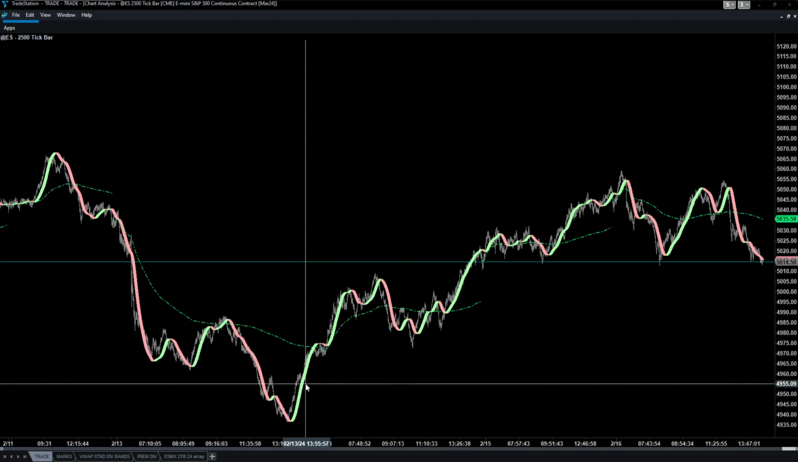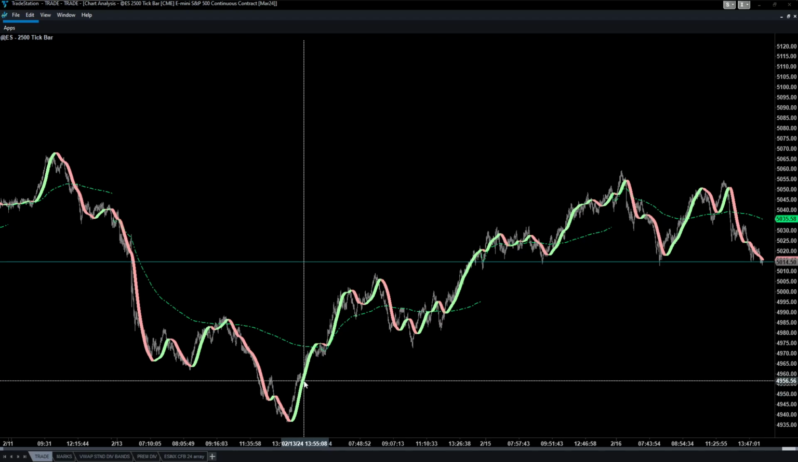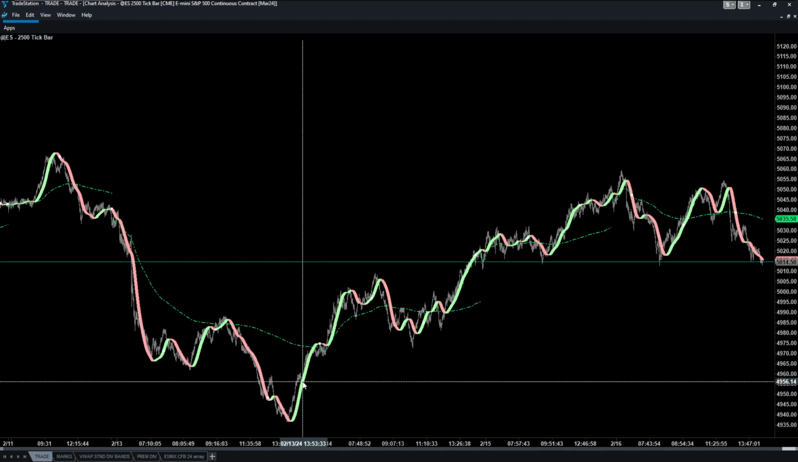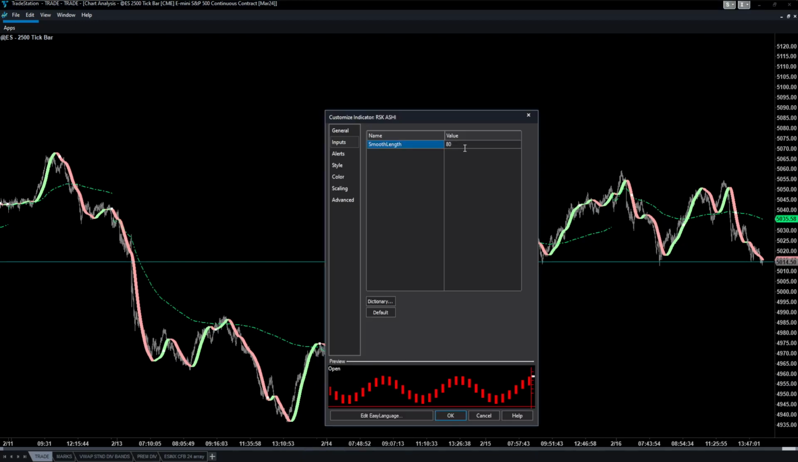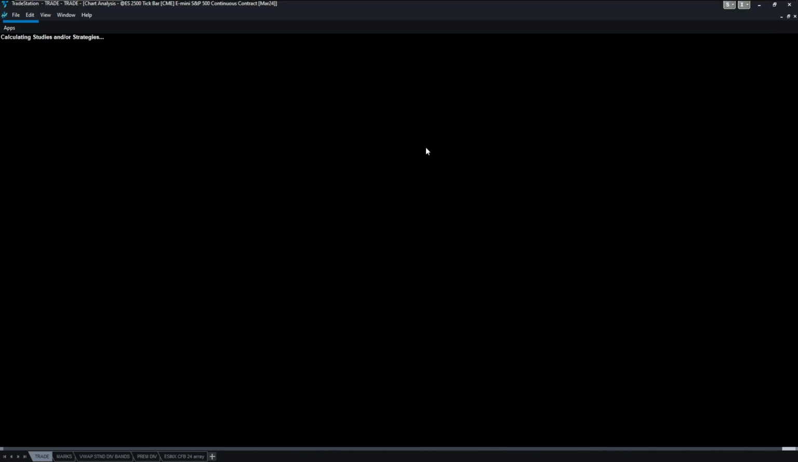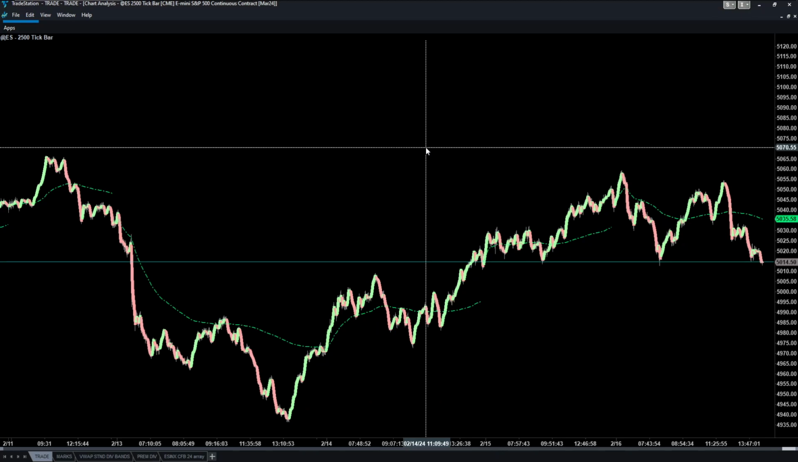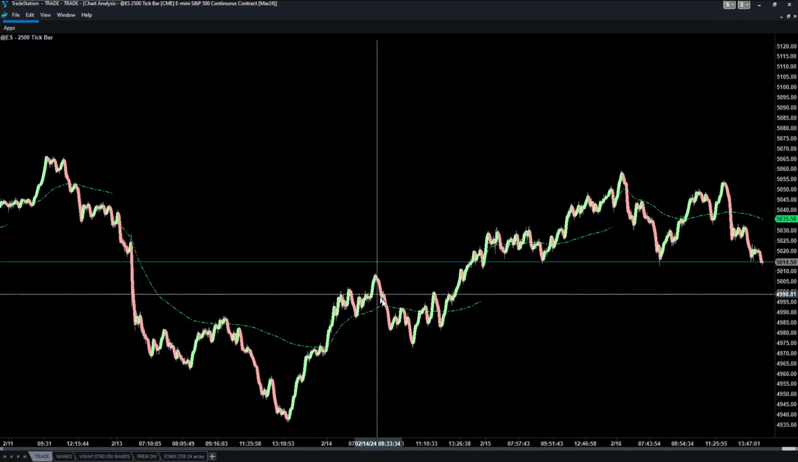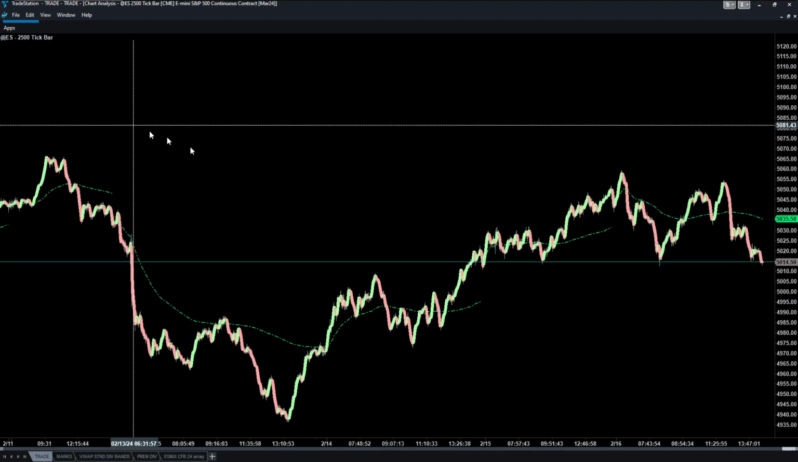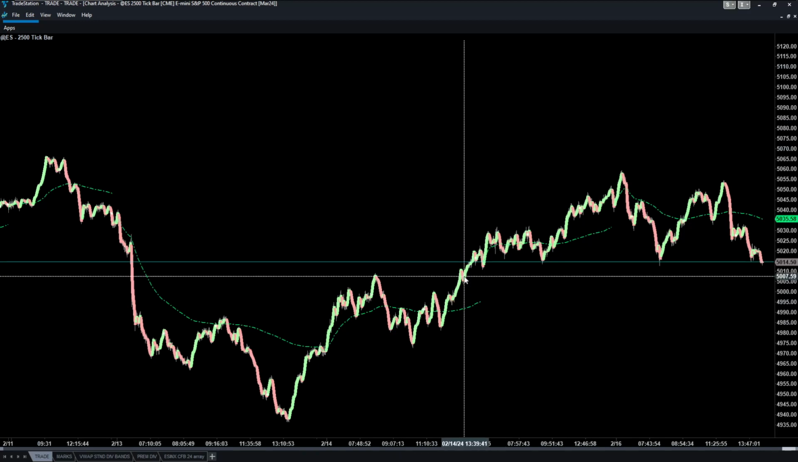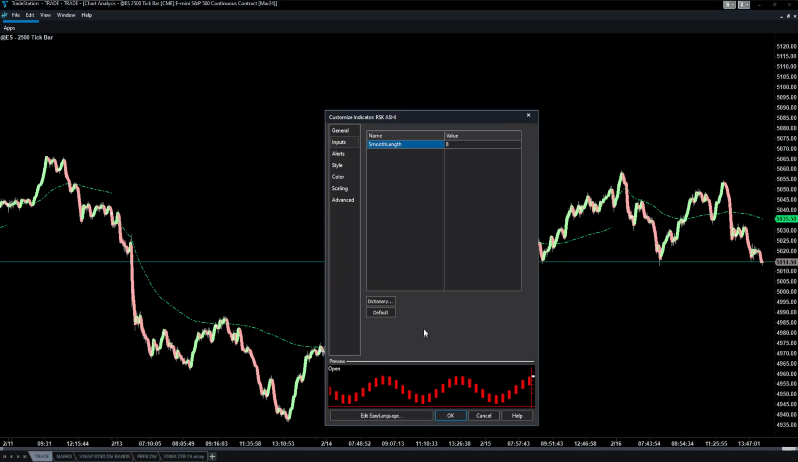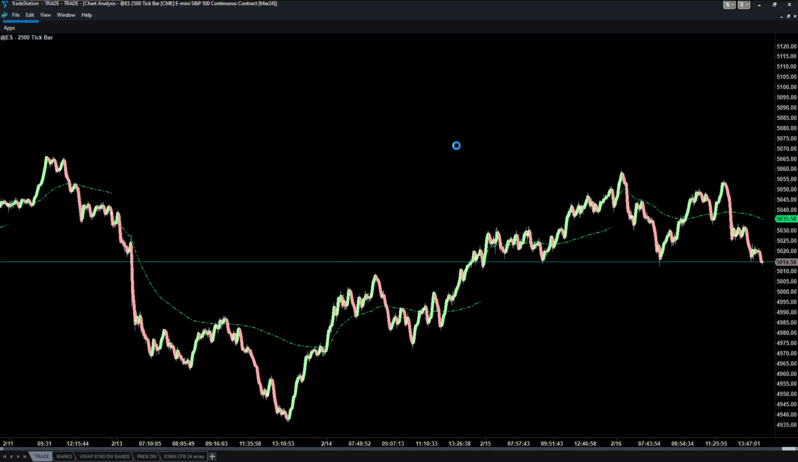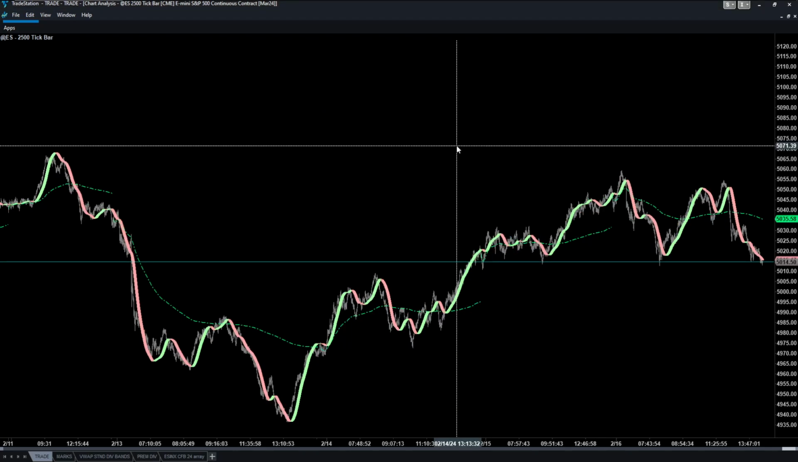The next indicator is the ASHI candle. It has a setting that can be manipulated. Its default is 8. And as you can see, it's very responsive on a 2500 tick bar, but you can change that setting to whatever you want to smooth it out. And you can see how that looks with a setting of 80. It still gives you a very clear picture of the trend.